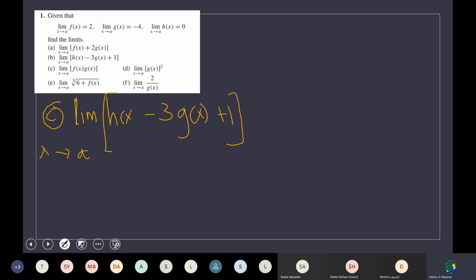Let's do C now. Limit f of x times g of x when x approaches a. Let's choose Dana. Yes, Dana, can you help me to solve this one?